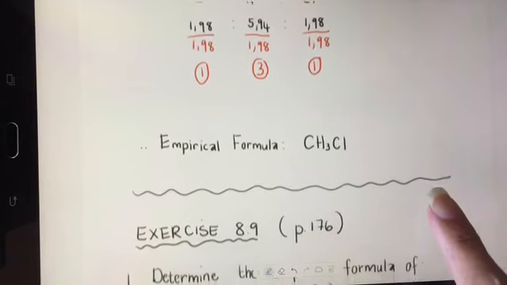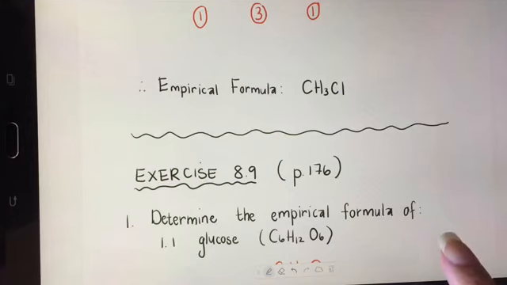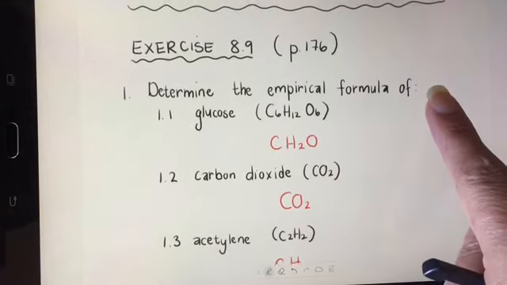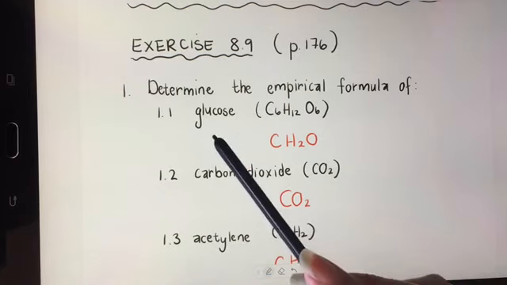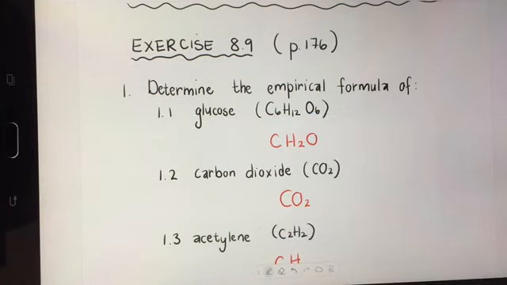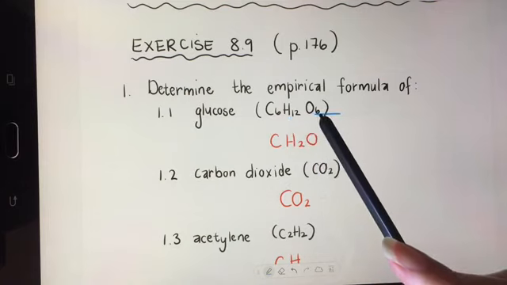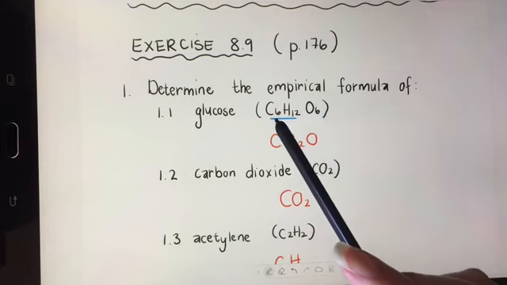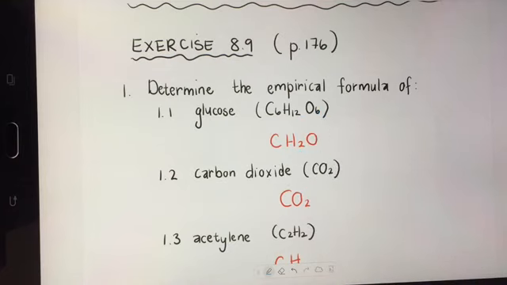Okay, exercise 8.9 on page 176. I also want to go through that with you. So there they ask us to determine the empirical formula, and they give us the molecular formula. So for glucose, they tell us that it's C6H12O6. The empirical formula is the simplest whole number ratio. So how can I simplify 6 to 12 to 6? By dividing by 6 and getting a 1 and a 2 and a 1, which gives me that empirical formula over there.